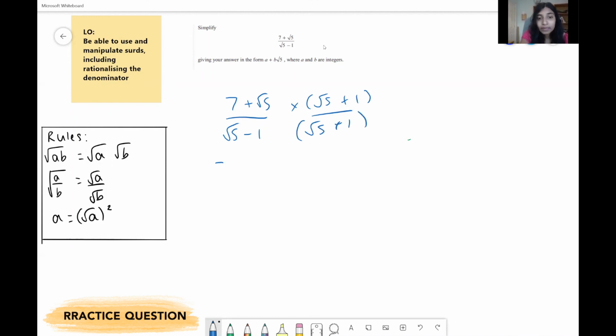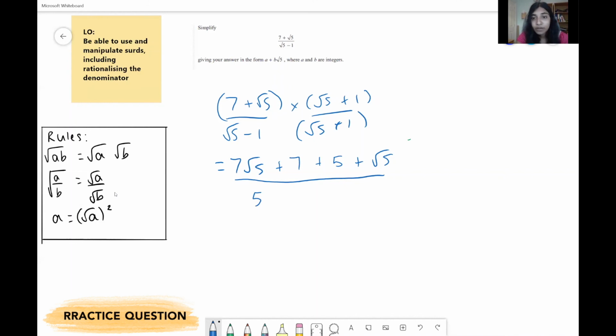So now we need to use some of the other rules that we went through. If we multiply out the brackets, you have 7 times root 5, so just 7 root 5. And then you have 7 times 1, so plus 7. And then you have root 5 times root 5, so that's root 5 squared. So using the rule, that's just equal to 5, plus root 5. And then that's all over root 5 squared again, which is just 5, and then root 5 minus root 5 cancel out each other, and then minus 1.